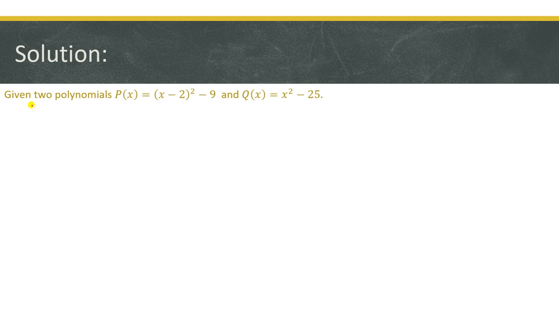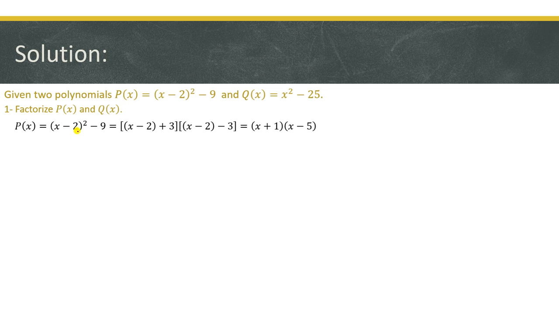Solution. P of x and q of x are given. Factorize p of x and q of x. I will factorize p of x. Okay, p of x equal to x minus 2 squared minus 9. We know the remarkable identities. The third remarkable identity, which is the difference between two squares, we have a squared minus b squared, which is equal to a plus b into a minus b. Okay, 9 equal to 3 squared. So you will open a bracket and write a plus b into a minus b.